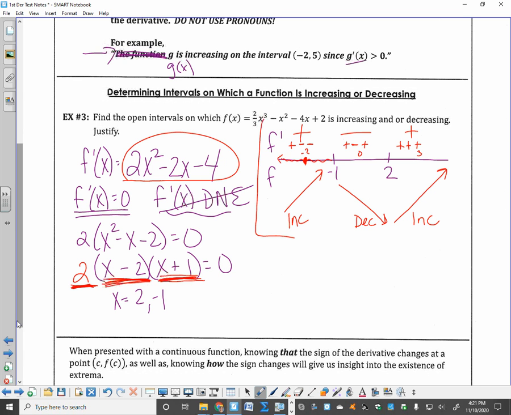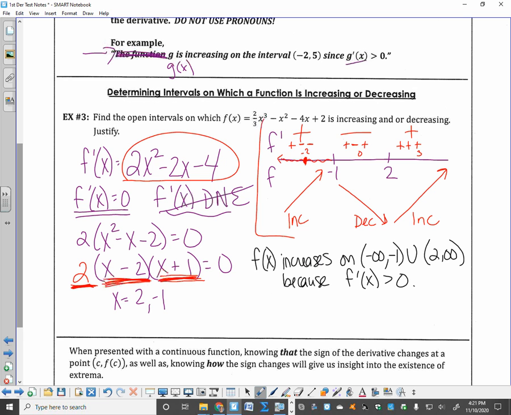So my conclusion is, now remember, no pronouns, so I have to call them by name. F of x increases, or you could say is increasing, however you want to do that, on negative infinity to -1 and 2 to infinity. But now you have to say why. Because f prime of x is greater than 0. Then I'm going to come in here and I'm going to say f of x decreases on -1 to 2 because f prime of x is negative or less than 0.